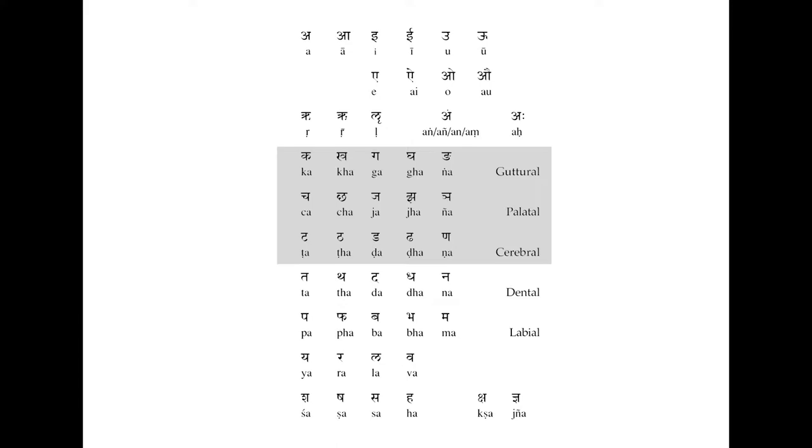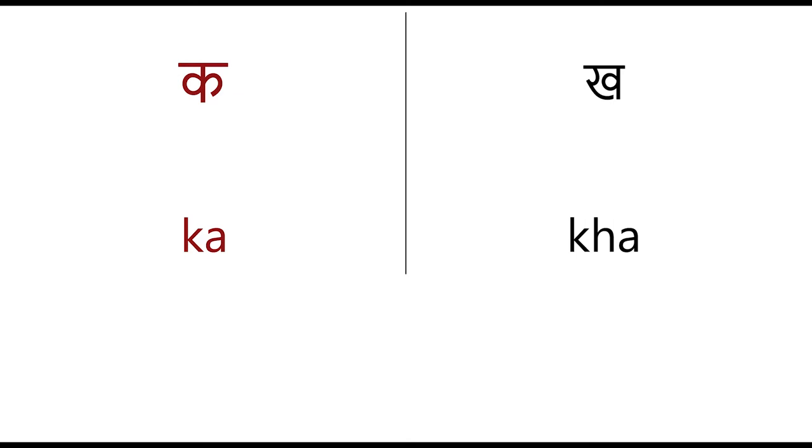The consonants are divided into a few groups, and the difference between those groups is the way they're pronounced. Today we talk about the guttural, palatal, and cerebral consonants. We divide them in pairs, just like we did with the vowels. So let's begin with the guttural group.